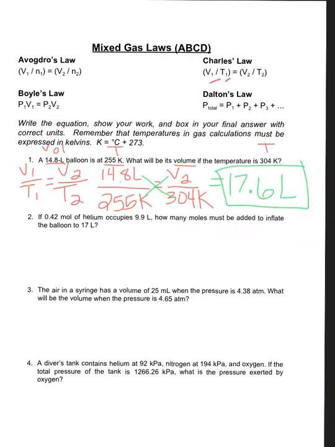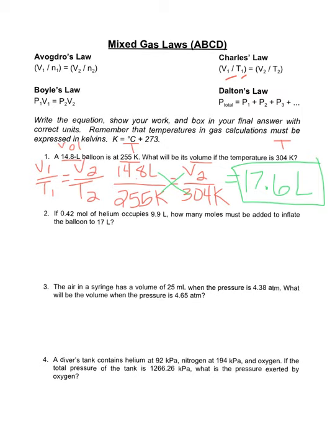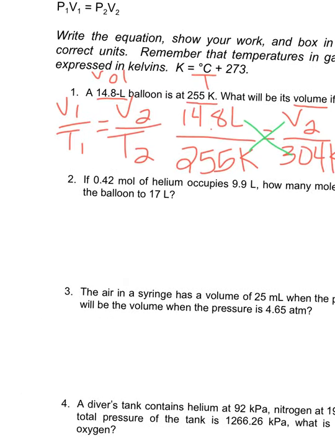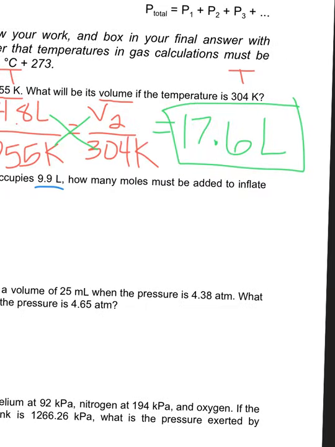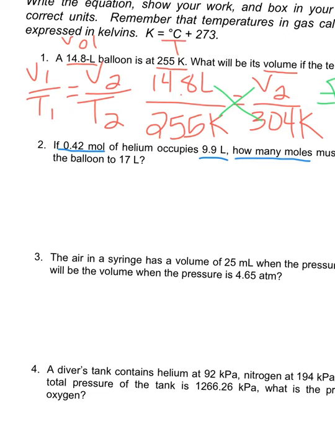We figured out which equation to use. We plugged in our values in the equation, and then we cross multiplied to get our answer. Okay, so let's look at number 2. Let's read through it. Underline all your values as you're reading, just to make it easier. If 0.42 moles of helium occupies 9.9 liters, how many moles must be added to inflate the balloon to 17 liters?